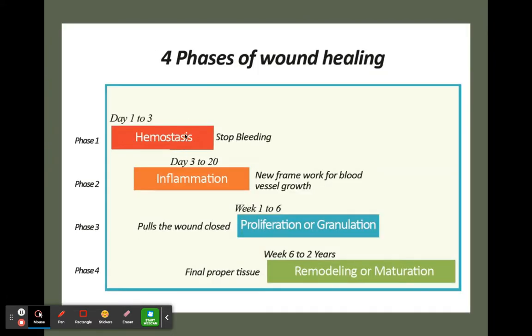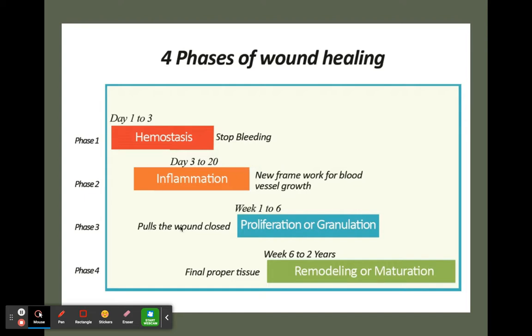Now if you look at this timeline a little bit, again we see the four phases of wound healing. So phase one, hemostasis, takes between 1 to 3 days. Hopefully the bleeding stops well before then. Phase two, which is inflammation, usually from days 3 to 20.